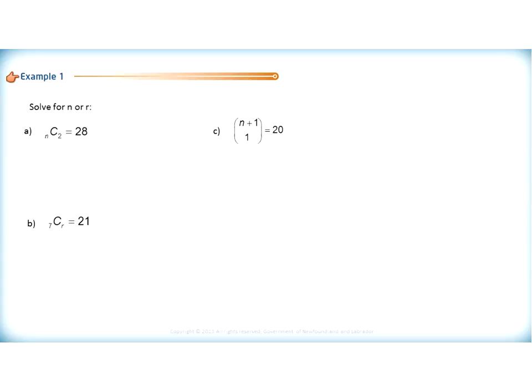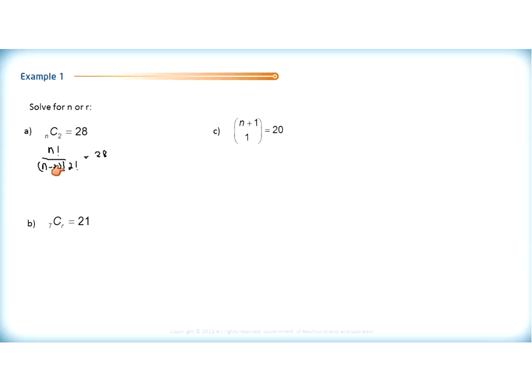Let's jump right into some examples here that involve the C of n choose R. Solve for n. Now let's look at the first example here. We have the C of n choose 2 equals 28. Writing that using our formula for the C of n choose R is simply n factorial over n subtract 2 factorial times 2 factorial equals 28.